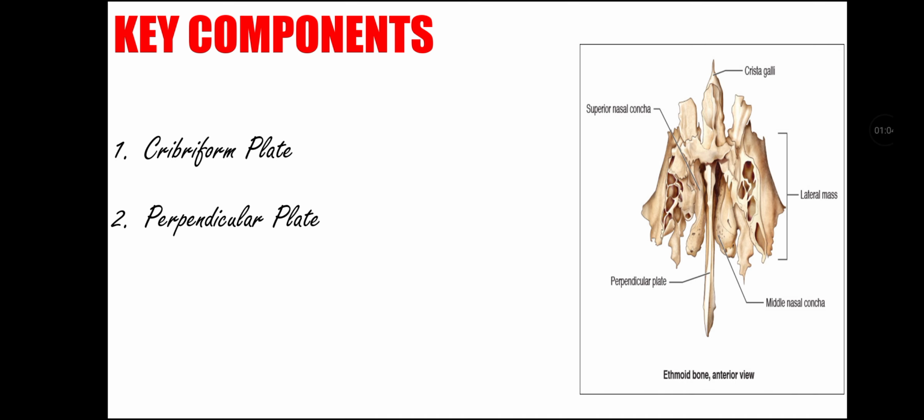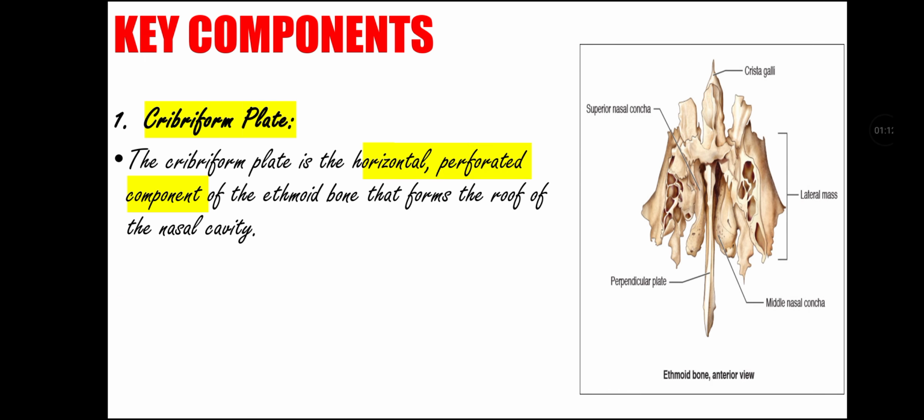Now let's talk about key components of ethmoid bone. The first is cribriform plate, as you can see here in the diagram. The perpendicular plate, ethmoid labyrinth, and orbital plates. Here you can see all of these parts in the diagram. The first we will talk about is cribriform plate.